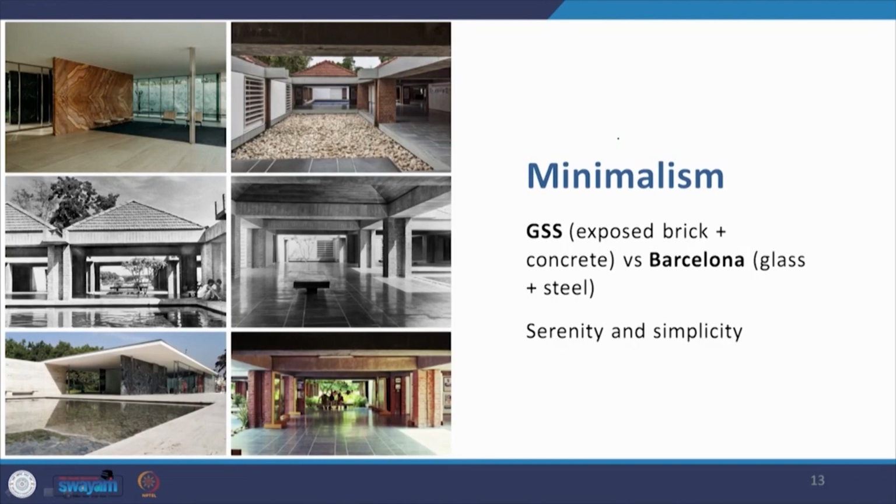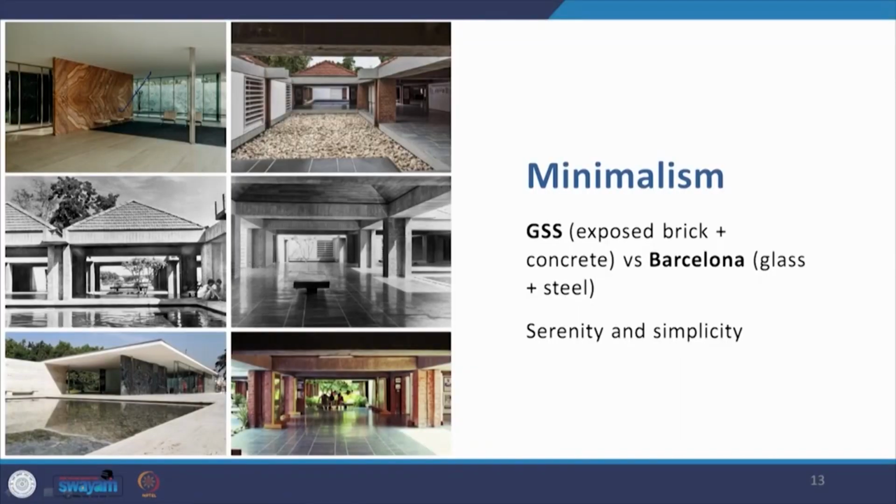If I were to take a major example of minimalism by Mies van der Rohe, that is the Barcelona Pavilion, 1929. As you can see, this is the interior of the Barcelona Pavilion, and compare it with that of the Sangrahalaya. So, same minimalist approach, the overall form is very simple and very simply organized. The Sangrahalaya itself is actually exposed brick and concrete, whereas the Barcelona Pavilion is exposed glass and steel, but in both there is this serenity, this simplicity about the overall built form.